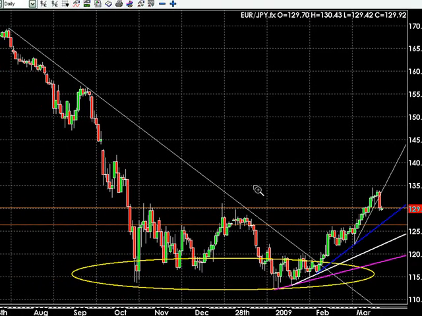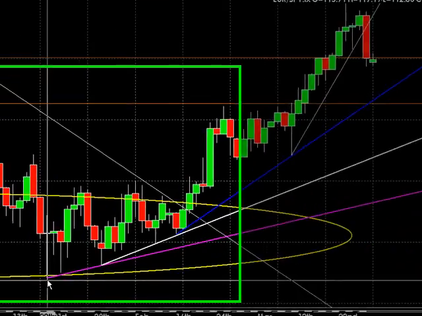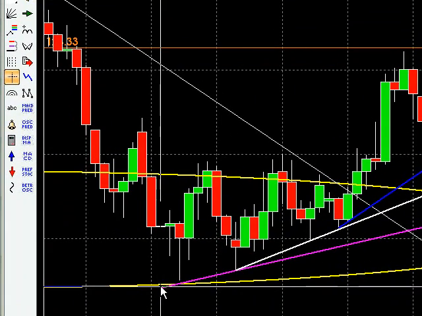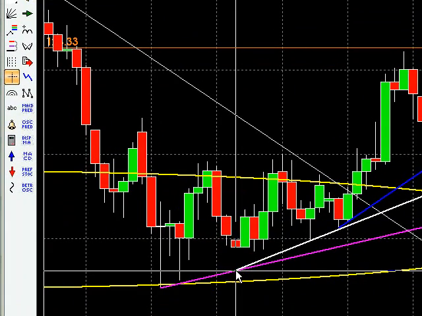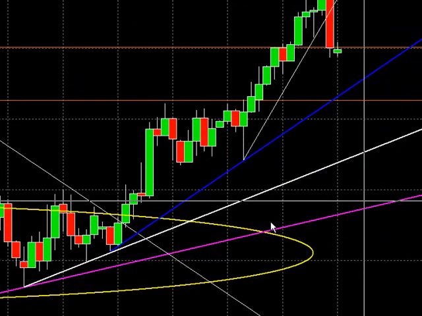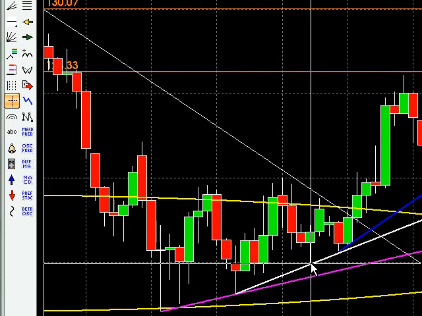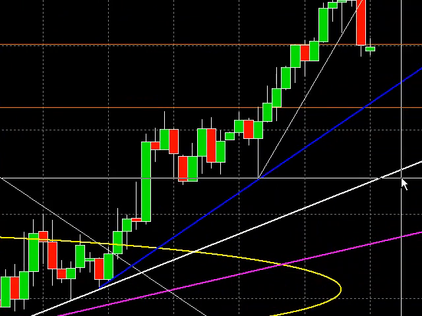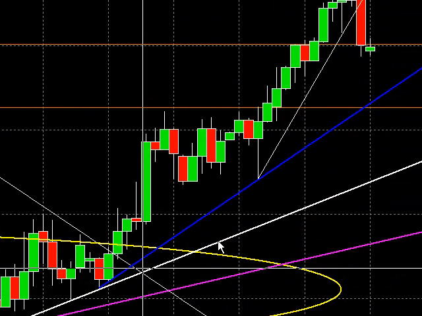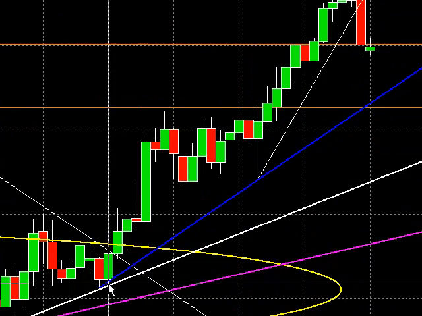So I'm going to zoom in so that you can see what I mean by these trend lines. Each point is called a pivot, and this point here was the lowest low. I'm talking about the pink trend line now, and then it extends into the future. The white trend line goes from this point to this point, and then it extends forth into the future.